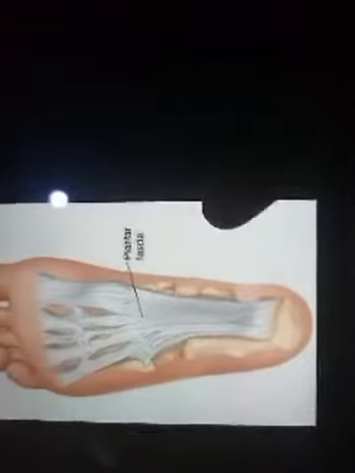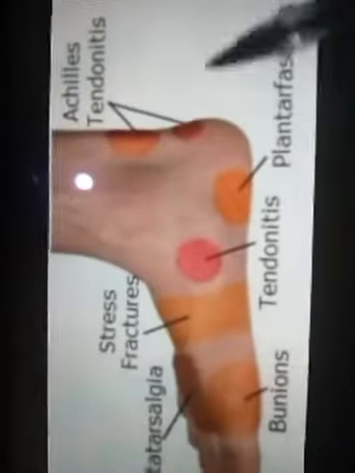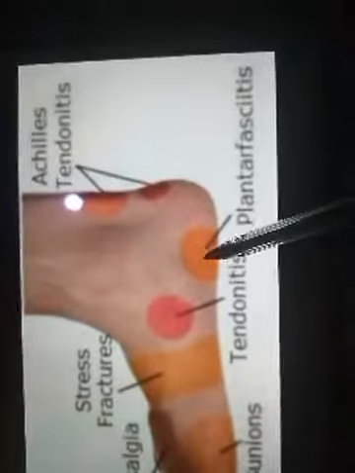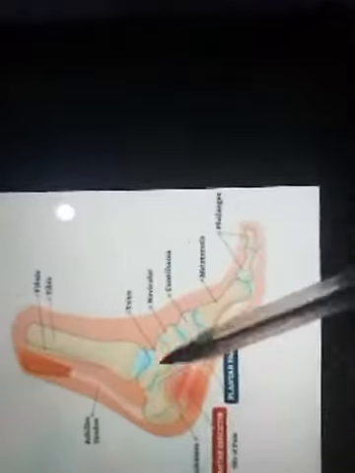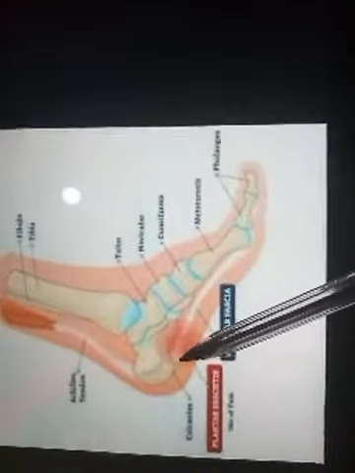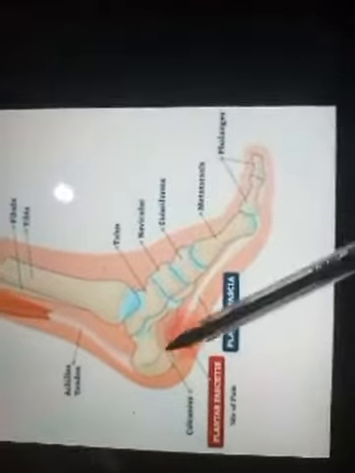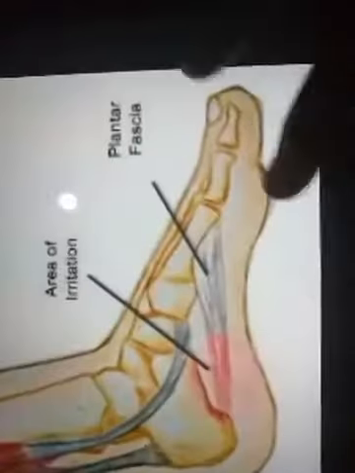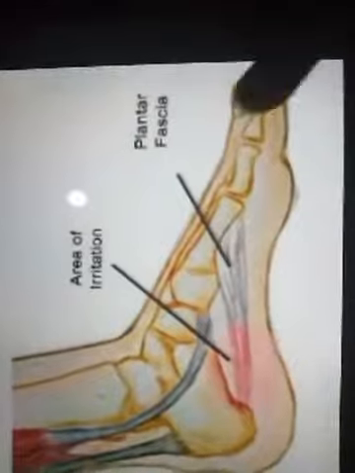Okay, so this is also the plantar fascia. We can see the plantar fascia here. Yes, I'm sure we can appreciate it more. Okay, so this is a plantar fascia swelling there. Another picture, we can see very clearly the swelling of the plantar fascia. Another one here, we can see it here.